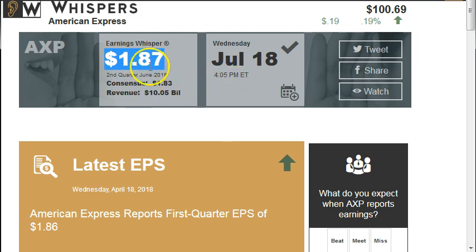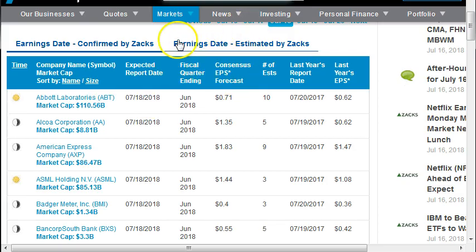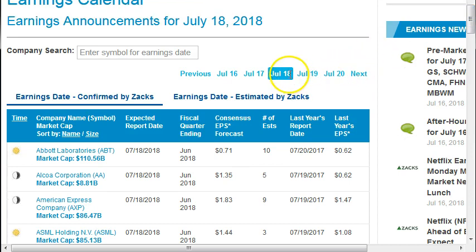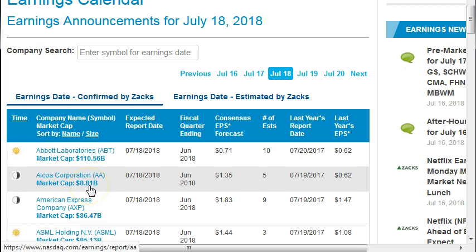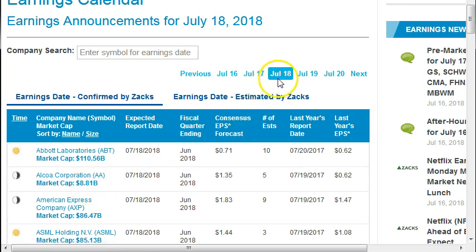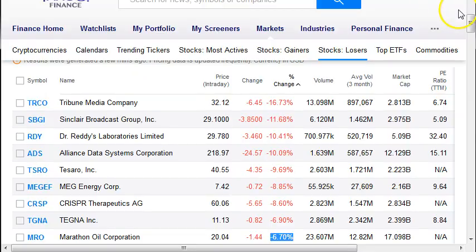Then you can wait until the date. American Express earnings are going to be announced on July 18th, and then see what the actual number is. This is a good exercise for you also to see what actually happens. On July 18th, this company is going to announce its earnings, and you can see what the actual number is, and then you can look at the stock movement as well as the options movements for this company.